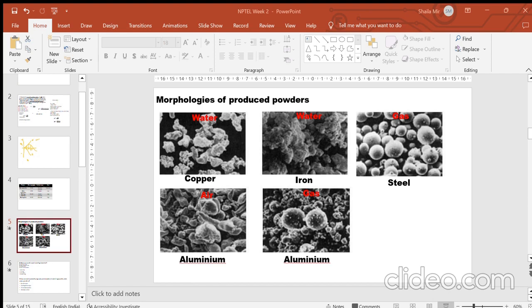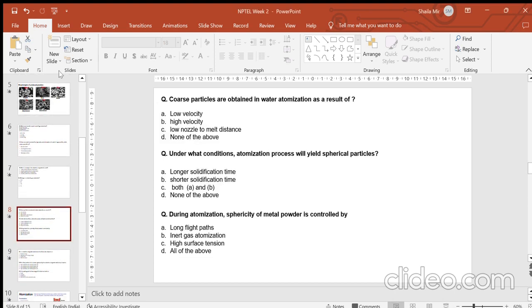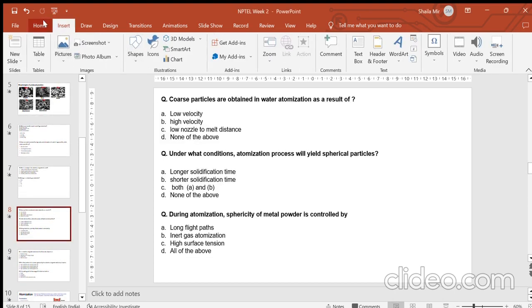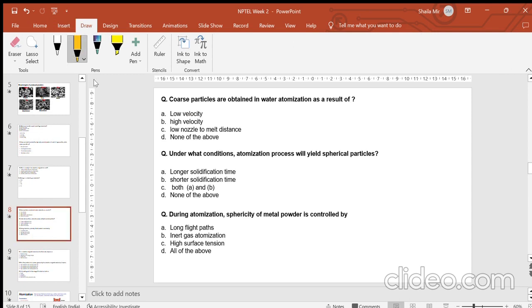For this atomization process, because we are talking about spherical particles, should we have a shorter solidification time or a longer solidification time? Based on this, if you have a melt here, and from this melt you have to solidify a particle in the form of a sphere. The spherical shape is the least surface energy shape because it has the least surface to volume ratio. So for that we want a spherical particle.